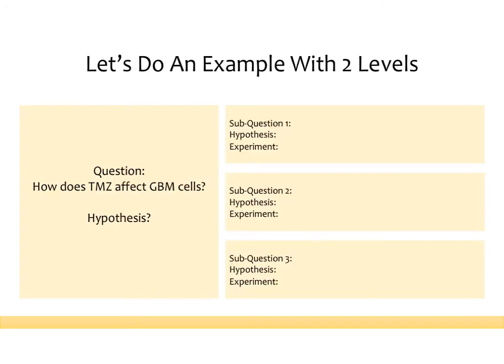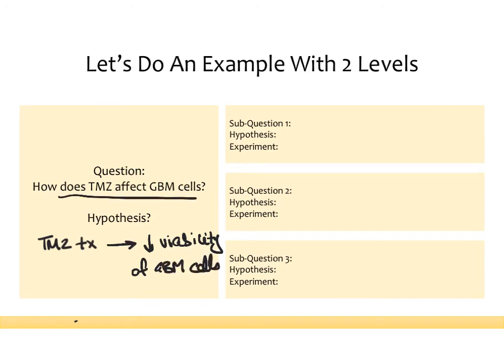So let's do an example with just 2 levels. And so here we'll say that our question is, how does TMZ affect GBM levels? Now that's a pretty vague question, so let's frame it as a hypothesis. So our hypothesis might be that TMZ treatment results in reduced proliferation or reduced viability of GBM cells. That's a very, very simple hypothesis that comes straight from this question. So we're not expanding the question or changing it. We're just taking a very simple hypothesis from it.